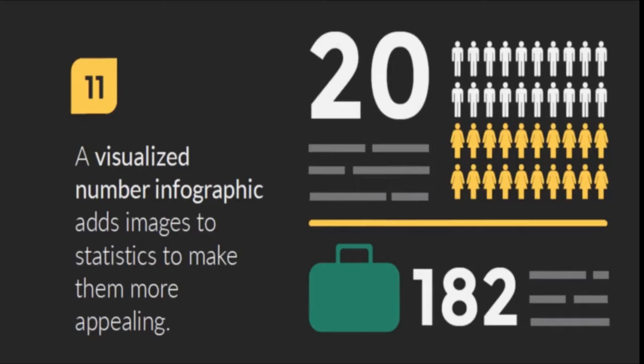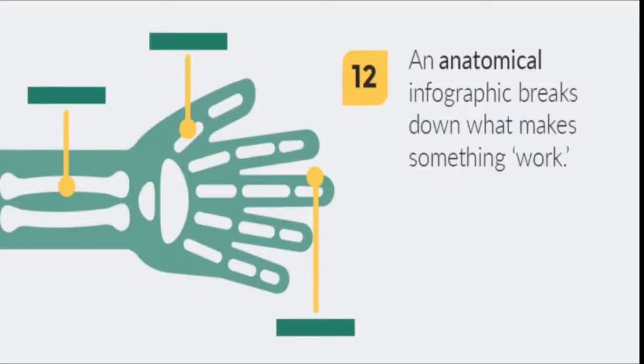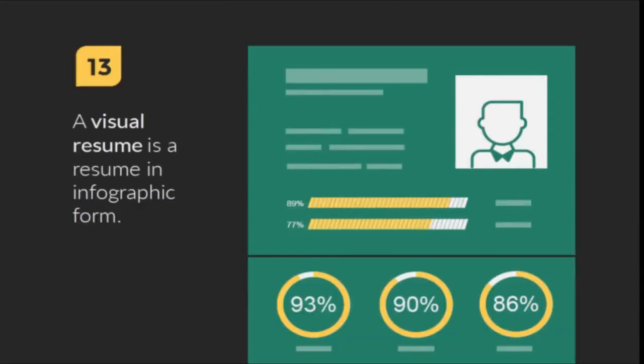11th, a visualized number infographic. A visualized number infographic adds image to stats to make them more appealing. 12th, anatomical. Anatomical infographic breaks down what makes something work. Last but not least, 13th, a visual resume. A visual resume is a resume in infographic form.